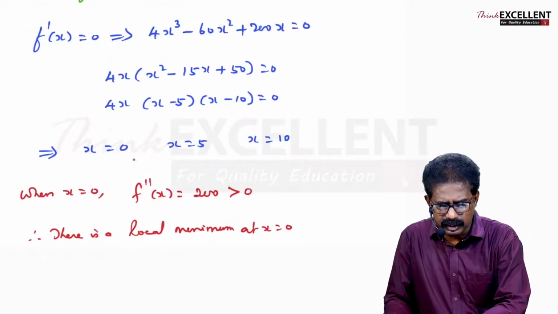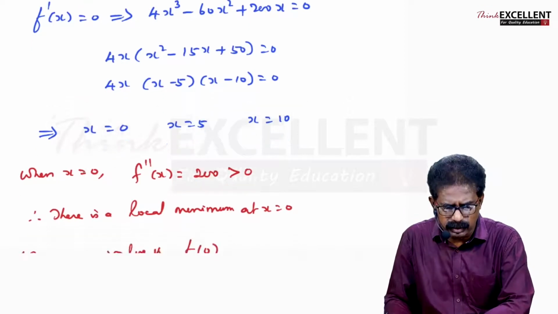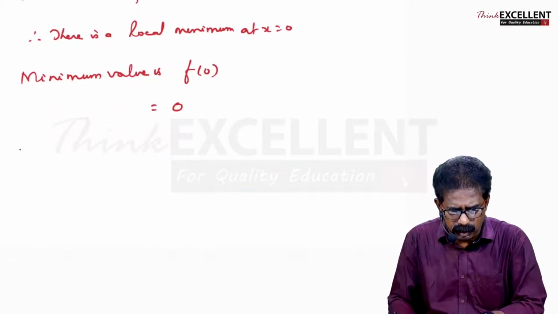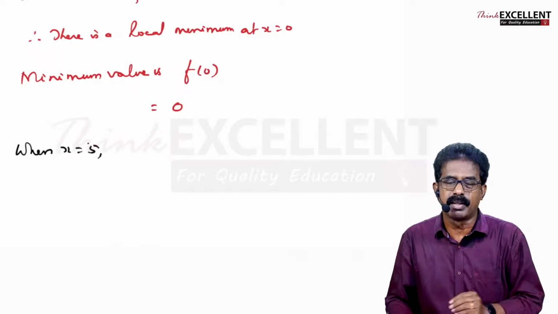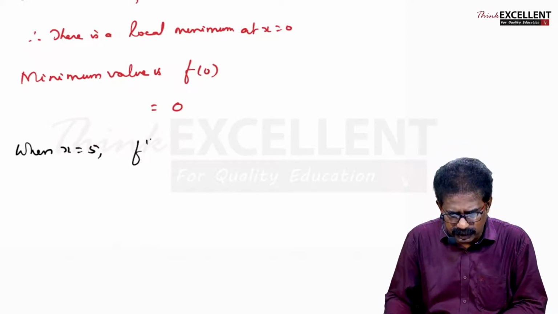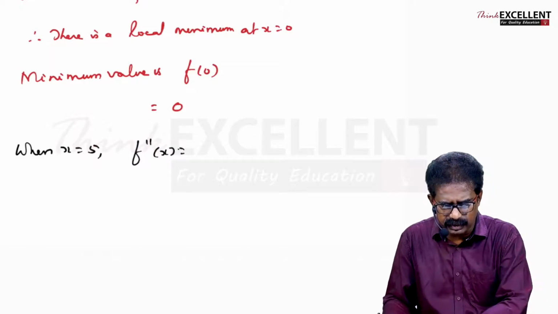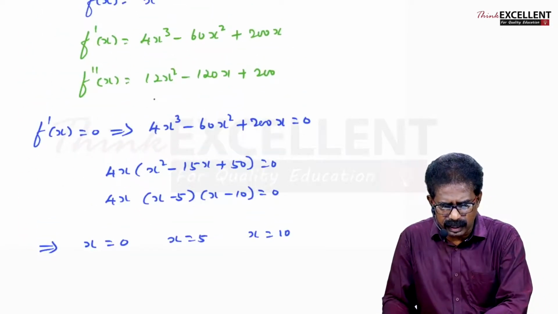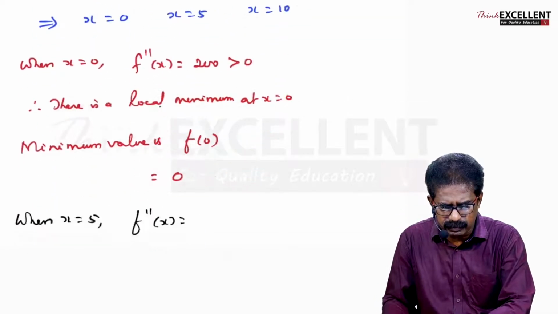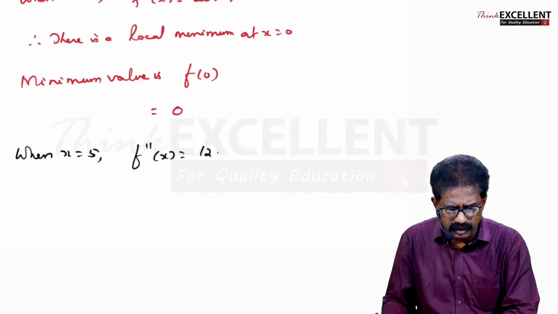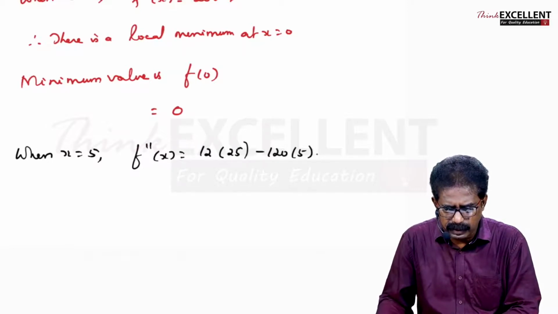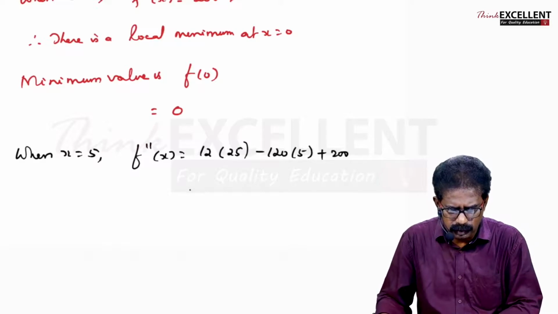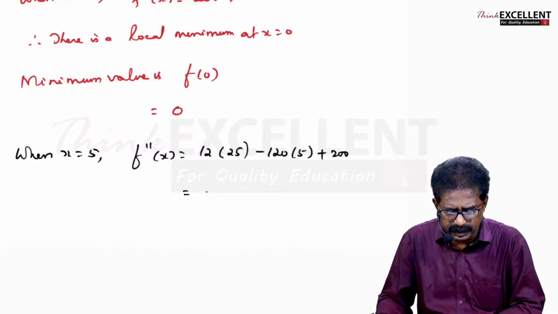Now take the second stationary point. What is that? x equal to 5. So same method. When x equal to 5, we have to identify whether there is a local maximum or local minimum. For that you substitute it in the second derivative, f double dash of x. What is f double dash of x? 12x square minus 120x. 12 into 5 square, 25, minus 120 into 5 plus 200. So when you simplify, you will be getting minus 100.